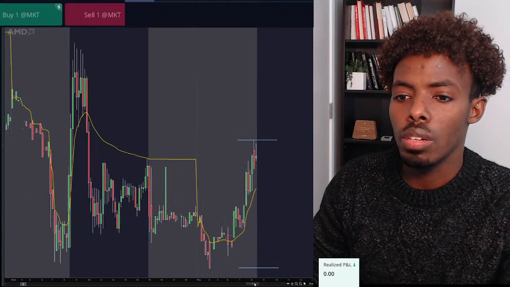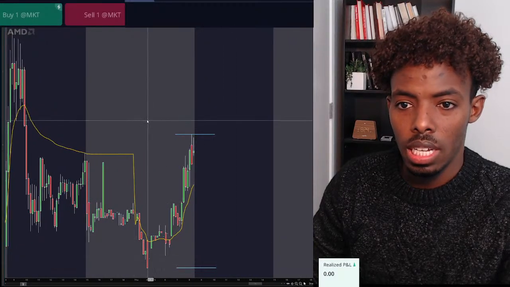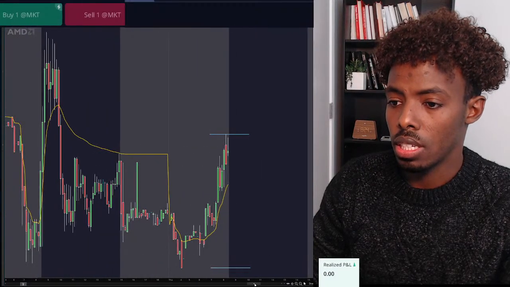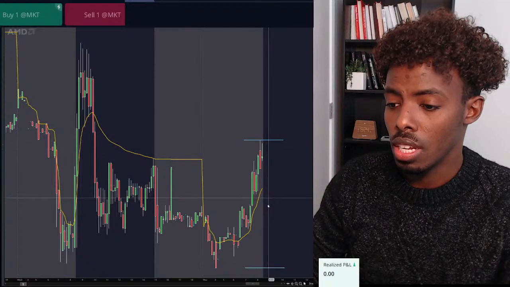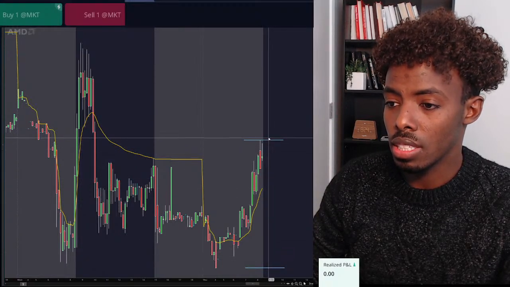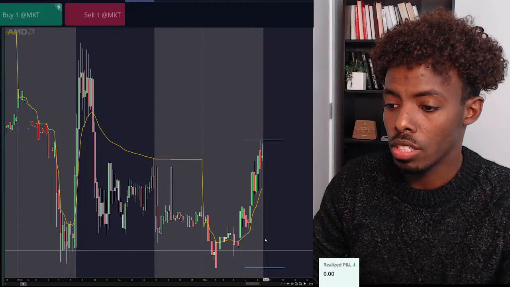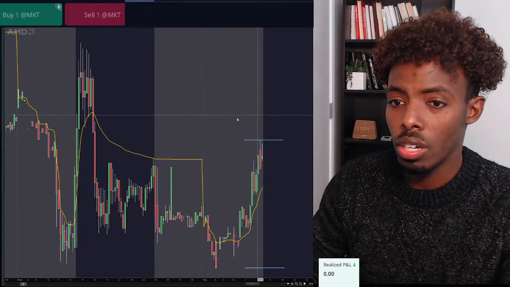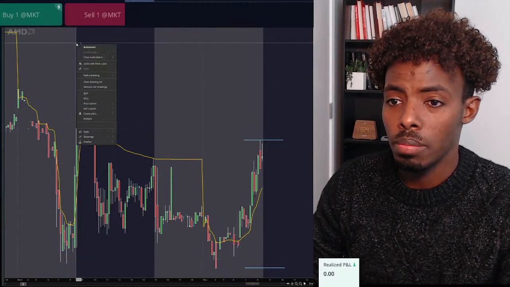So here we go. That is it, really. This is the range right here, right? This is the range, the highs and the low. If the price goes outside of the range, then we know what's up, right?